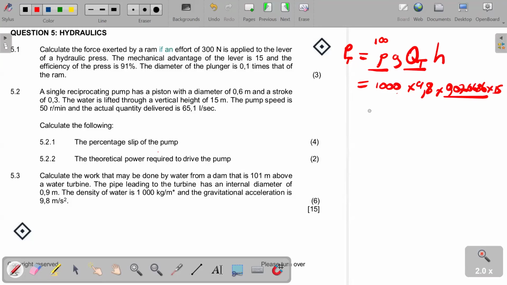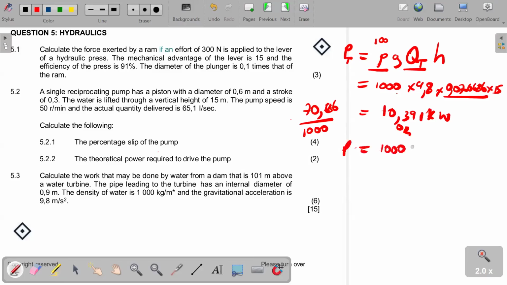So if we are to use, for example, the first one, which was the theoretical quantity we just got, 70.686, we could have just divided that by 1,000. It means therefore we're simply going to say 9.8 times 70.686 times 15. We are still going to arrive at the same answer, which is 10.391 kilowatts.